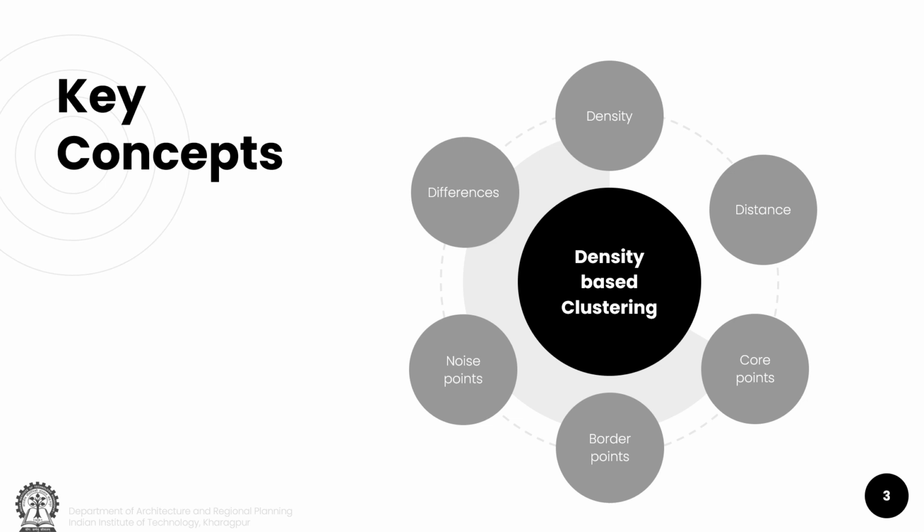6. Differences from other clustering techniques. Density-based clustering differs from other clustering techniques in that it does not require a predetermined number of clusters to be specified. Instead, clusters are formed based on the density and proximity of the data points, allowing for more flexibility in cluster formation. Additionally, density-based clustering is better suited for non-spherical clusters and clusters of varying densities.